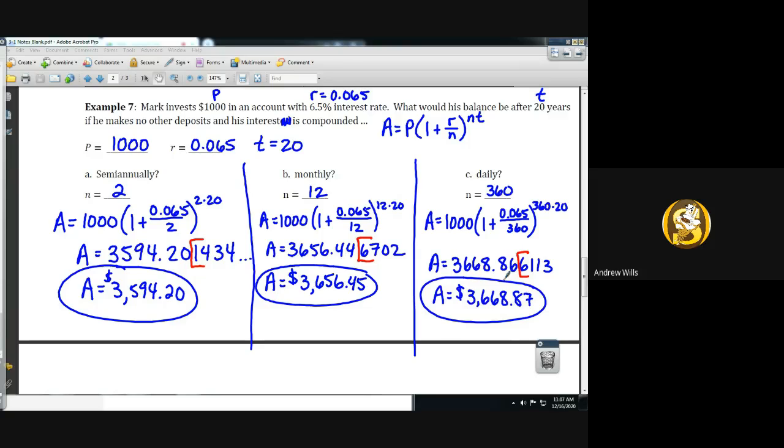Okay, so there we go. That is how we find the future balance. Any questions on that portion of the notes so far? If so, just unmute or drop it in the chat. Okay, any questions so far?